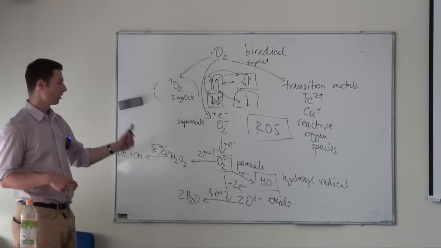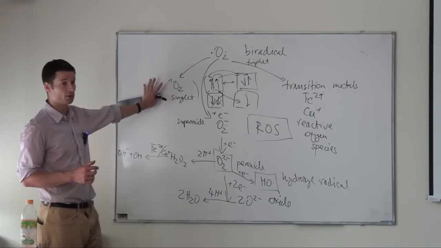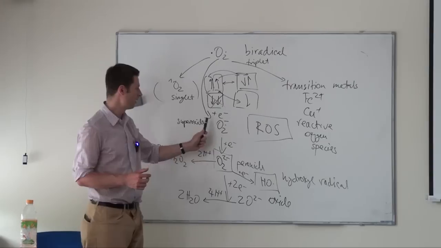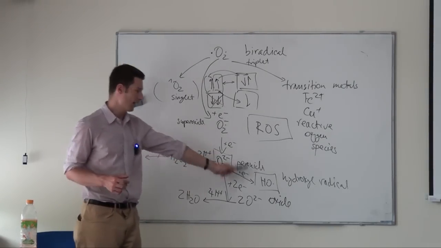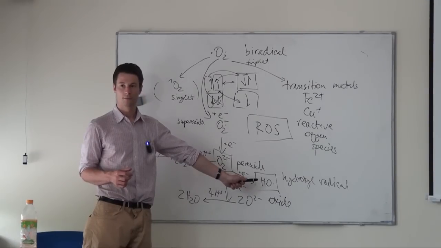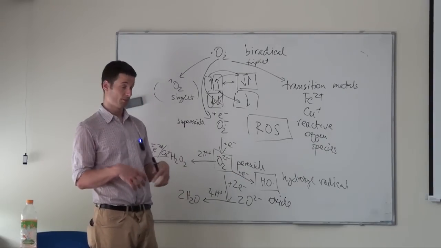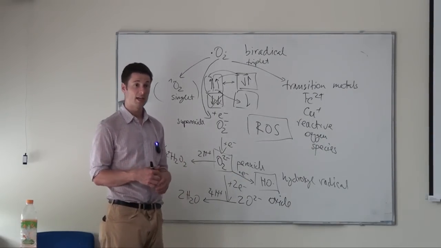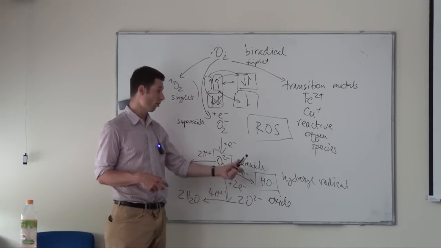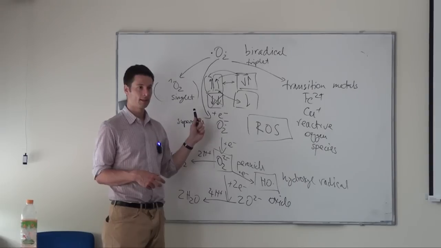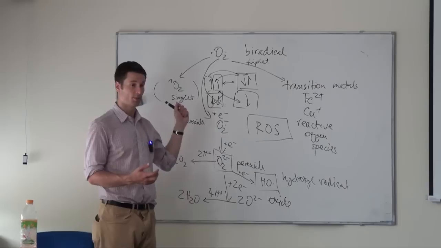So once again, the reactive oxygen species that we're going to be talking about today, apart from singlet oxygen, which we're not really going to mention again, are superoxide, peroxide, and hydroxyl radical. These are the important ones. Out of these, hydroxyl radical, for the concept of oxidative stress, is by far the most important because it's by far the most reactive of all of these. Hydroxyl radical is many orders of magnitude more reactive than either superoxide or peroxide.